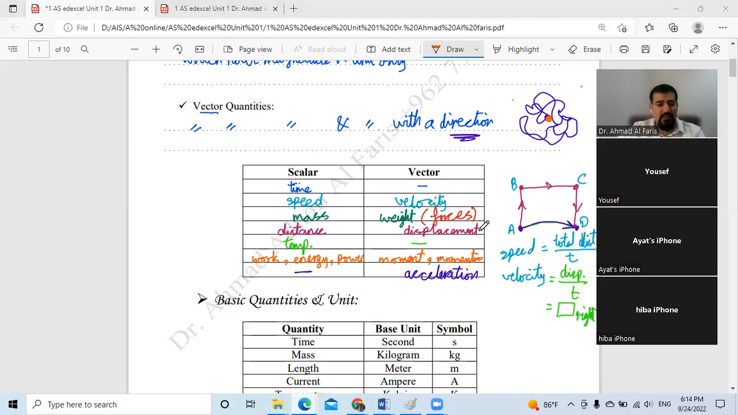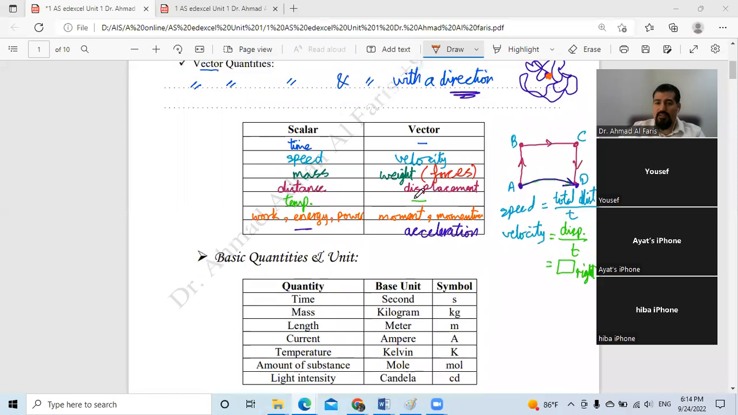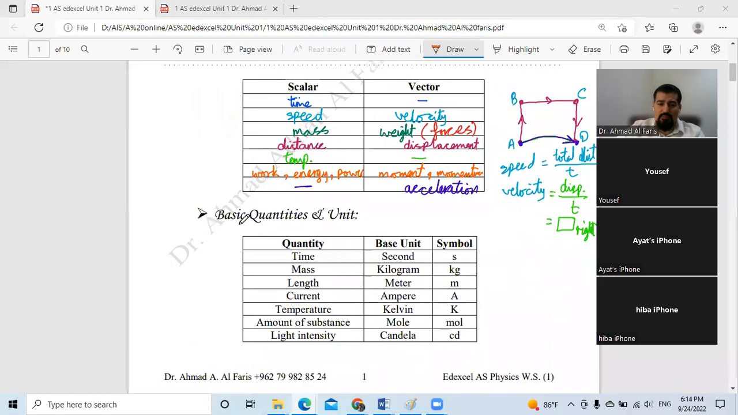Okay, good. Is it clear now? Did you understand it? Anytime, if you have any question, you can send me on the chat. I can read it and answer. You are welcome. Okay, another thing that we have to know in physics is that we have something called base or fundamental quantities and units.